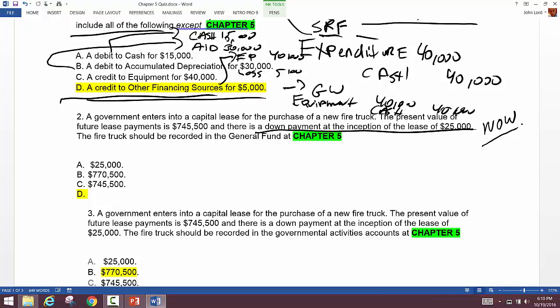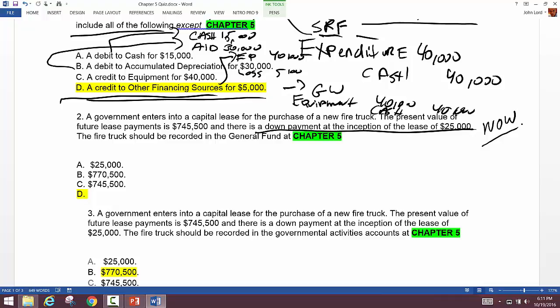So we got $745,000 of payments that'll happen in the future, and we got $25,000 that's going to happen what? Now, right? We're clear on that? Okay. So what's the journal entry for this whole thing?